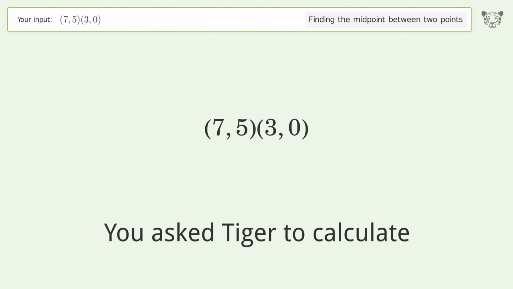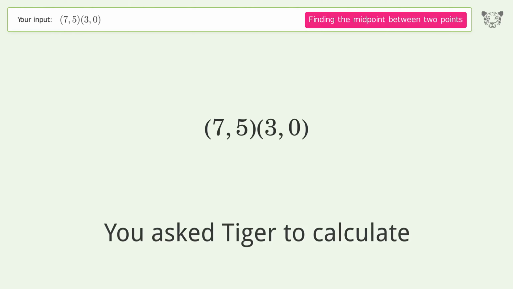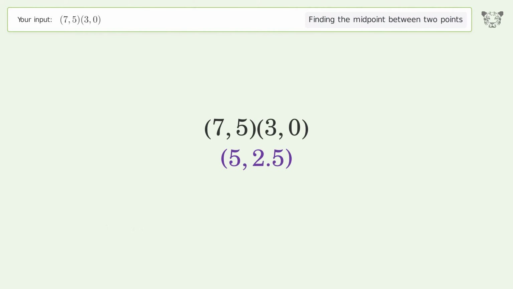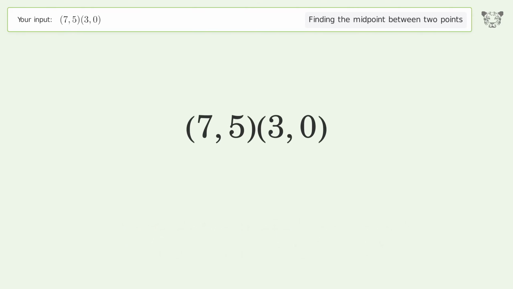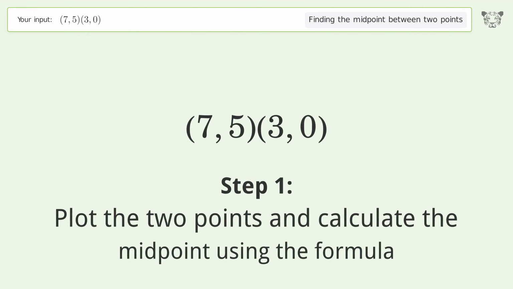You ask Tiger to calculate. This deals with finding the midpoint between 2 points. The midpoint between the 2 points is 2.5. Let's solve it step by step. Plot the 2 points and calculate the midpoint using the formula.